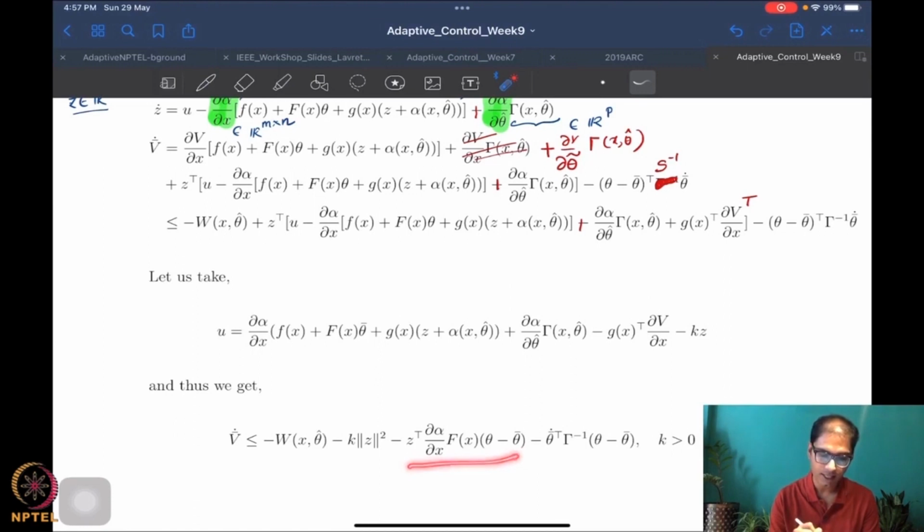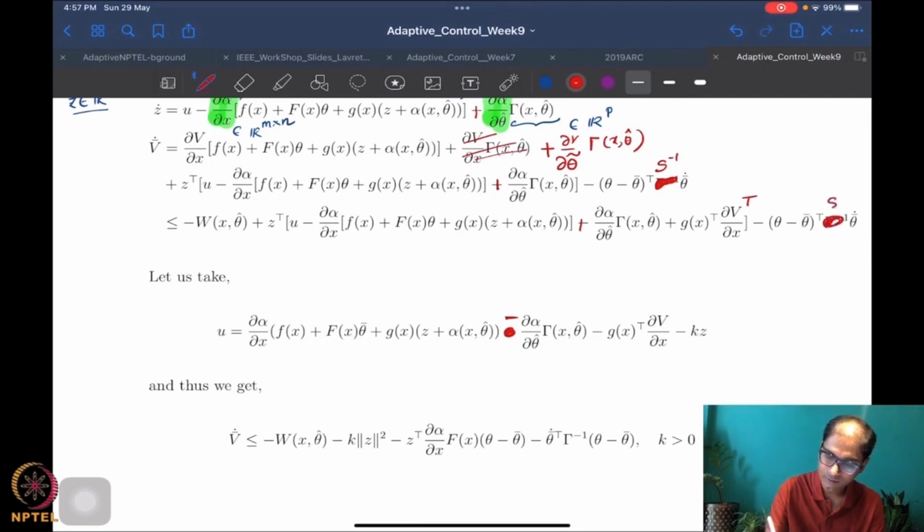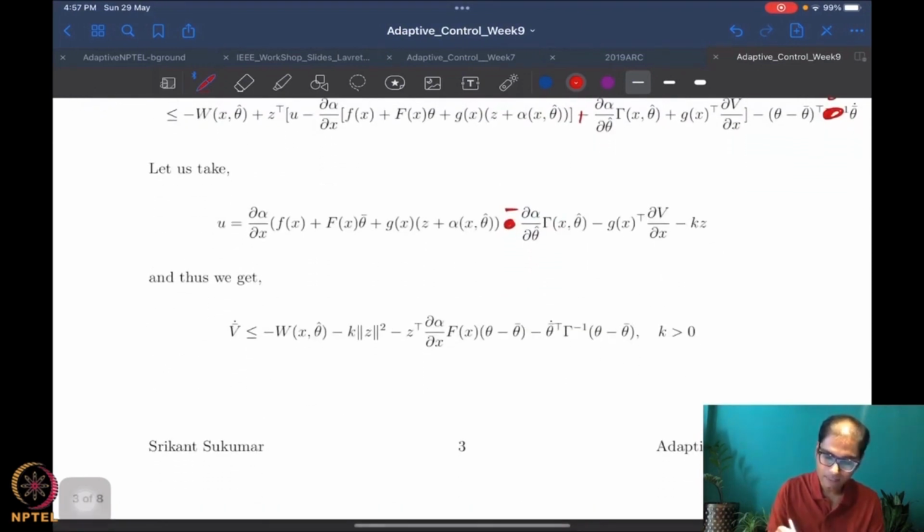Okay, and that's what this guy is. Again, I need to be careful about the sign here, because this was a plus, so this has to be a minus sign. Okay, and so this term yields this guy, with the S inverse instead of the gamma inverse, and similarly the S inverse instead of the gamma inverse here.